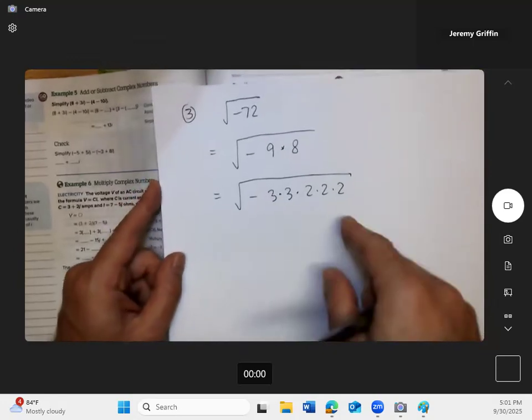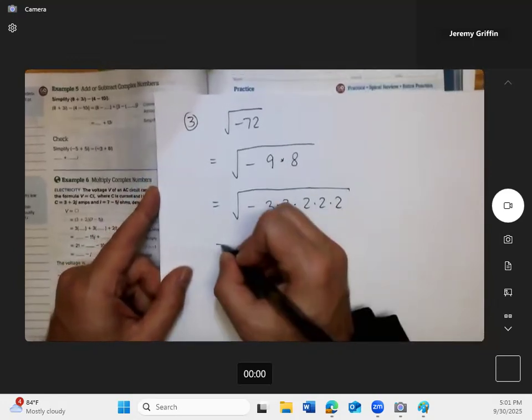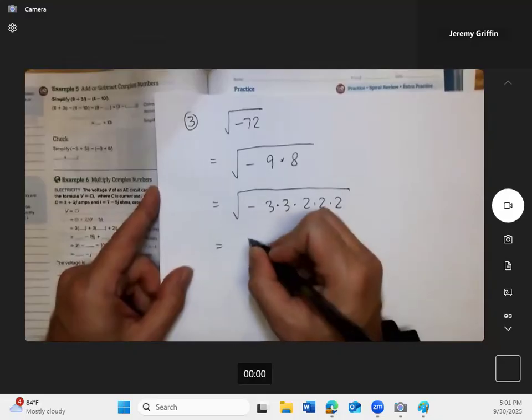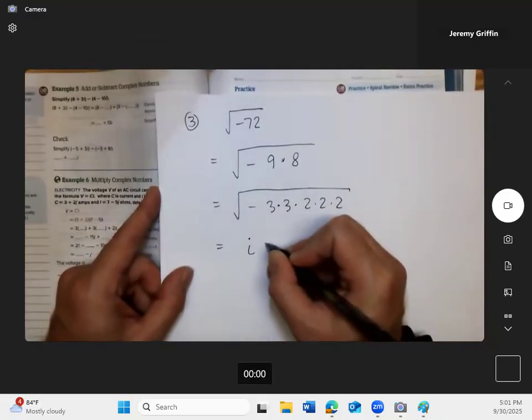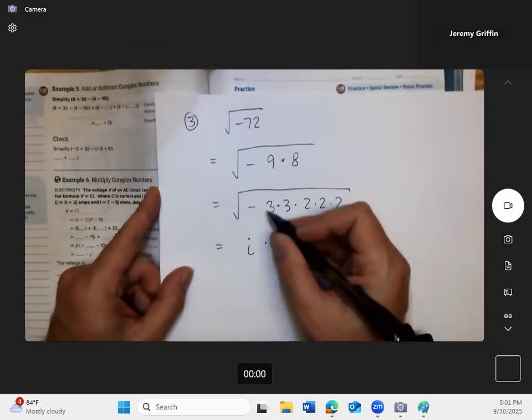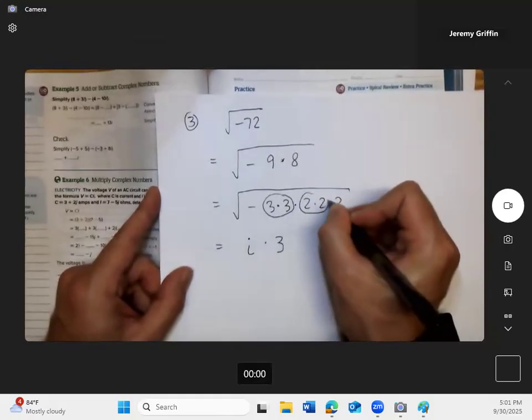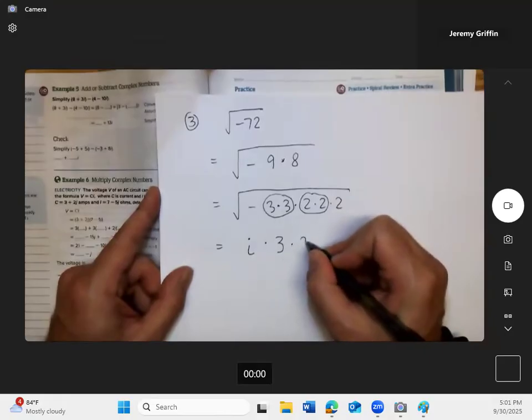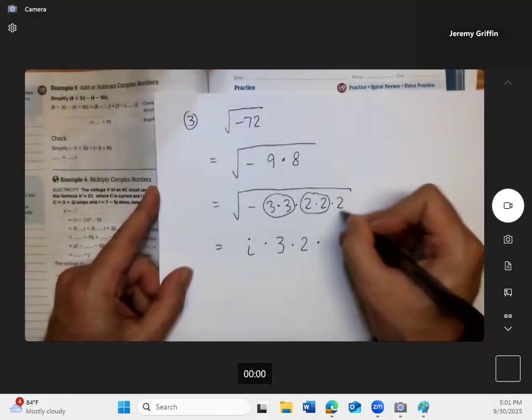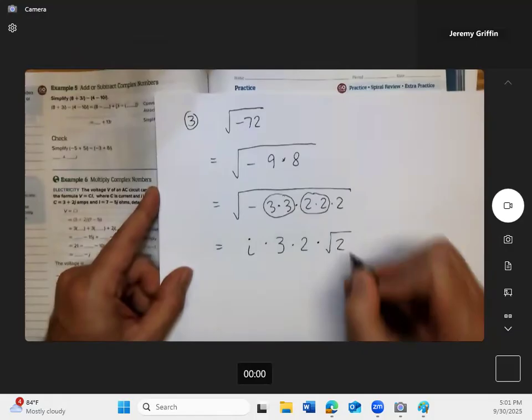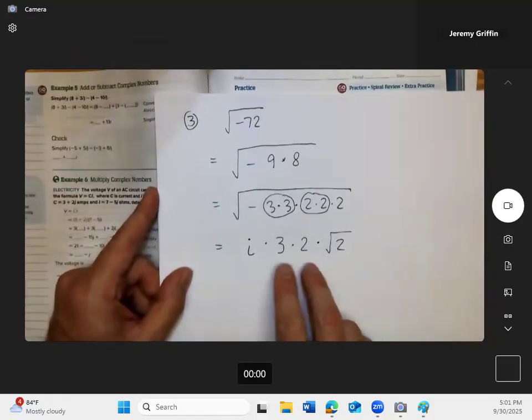Now let's pull some stuff out of the square root. I know the square root of negative 1, I can pull an i out. 3 times 3, square root is just 3, so that pair of 3's pulls out. This pair of 2's also pulls out, so I can pull out a 2. I am left with this 2 underneath the radical, so that's just stuck right there. To clean this up, 3 times 2 is 6.